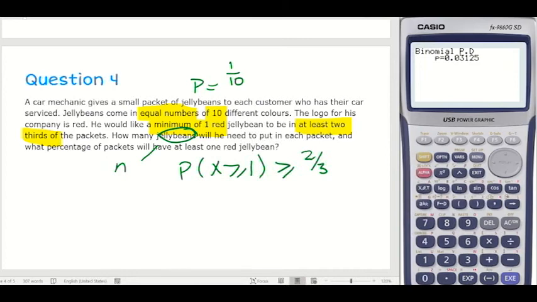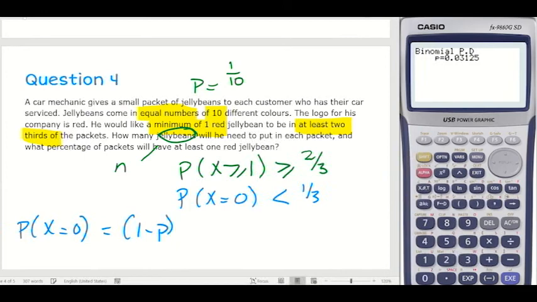So that's our next step. I'm going to start with that probability of at least 1. I need to change that to the probability of 0 being less than 1/3. Then I can use my simplified formula. So 1 minus p to the power of n, and in this case the probability of 0, we want that to be 1/3, and 1 minus the probability of a single jelly bean is 1 over 10 to the power of n.